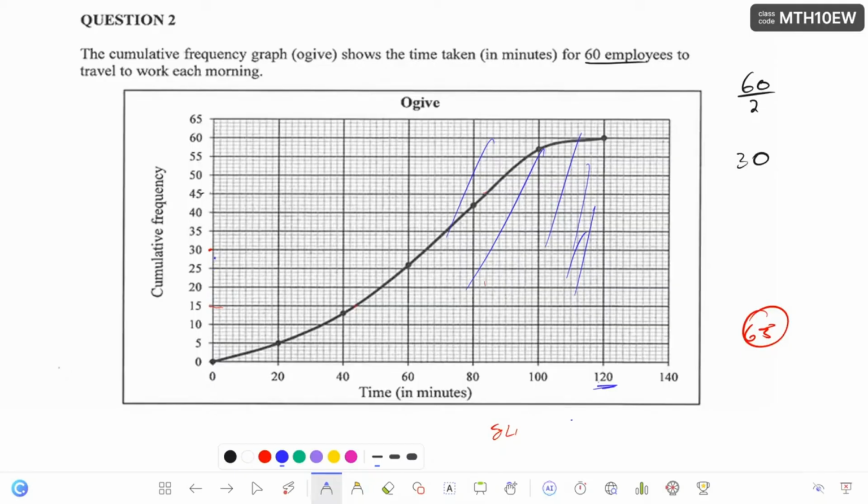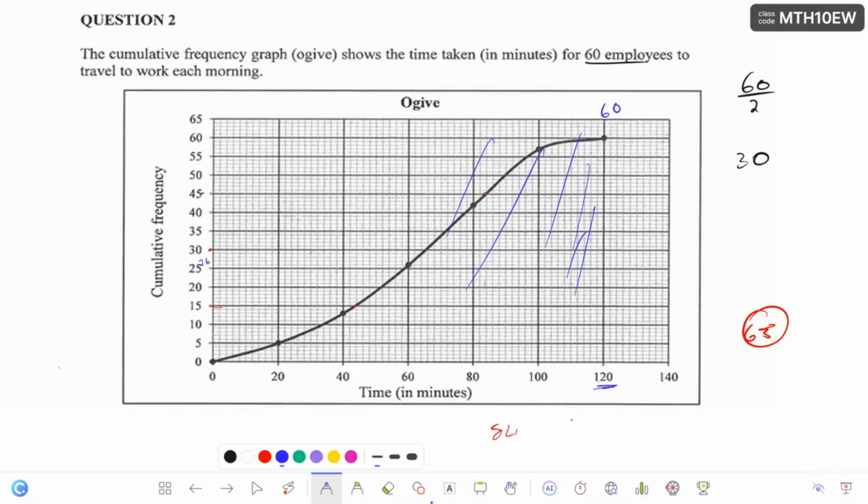25, 26, 27, 28, 29, 30. Okay, yeah. So if you check here, this dot is where? It's at 26. And if we check the last dot is where? It's at 60.